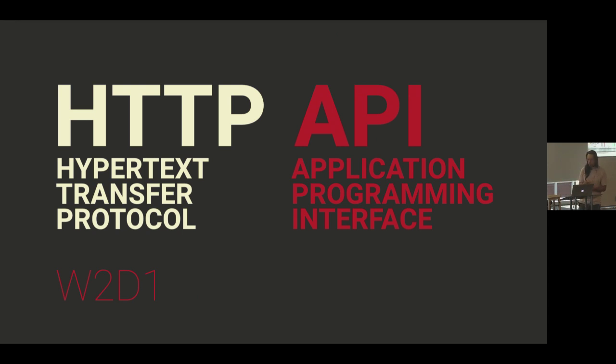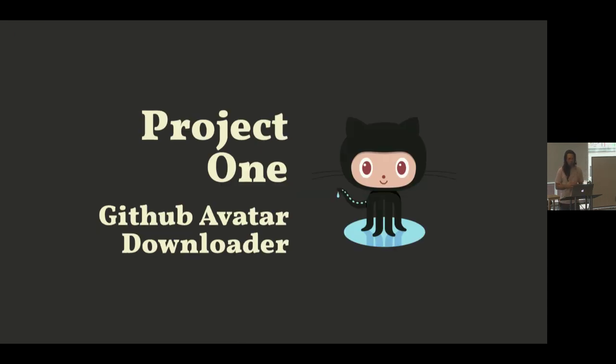And then application programming interface is just meant to be something that is designed for you to use to build software on top of. And so an HTTP API is a programming interface that is accessible over the HTTP protocol. And we're going to be using some of those today, and you'll be using those in your activities today as well. So this is the project that we're going to be building today.